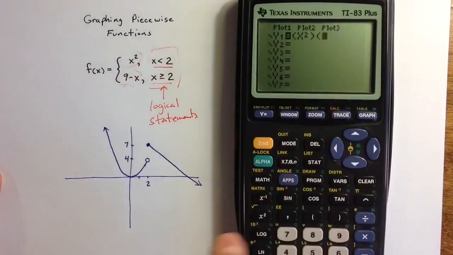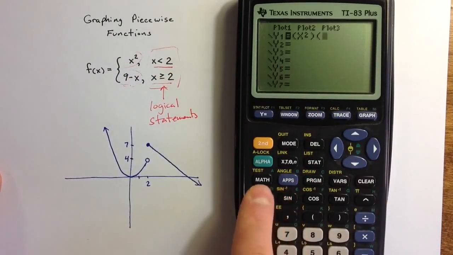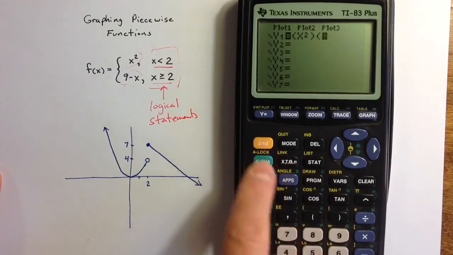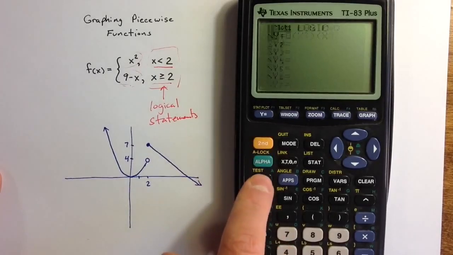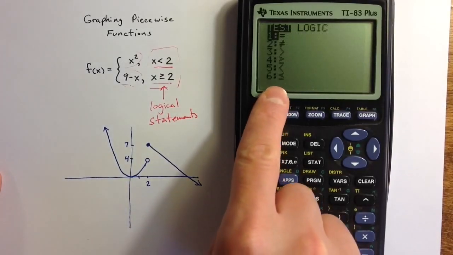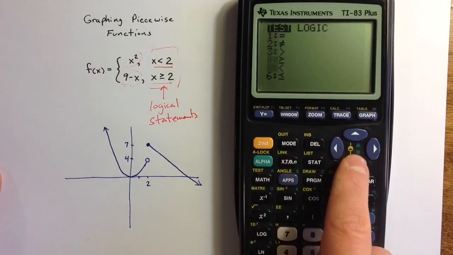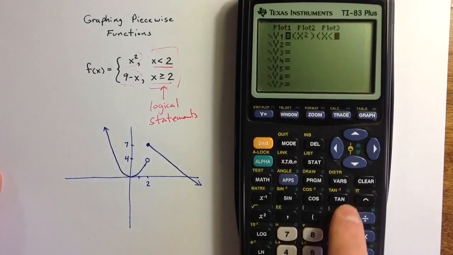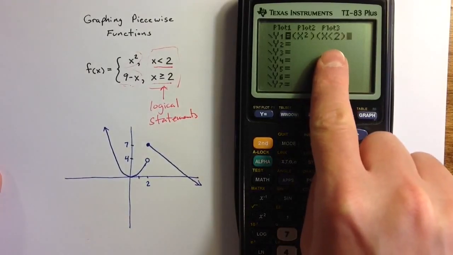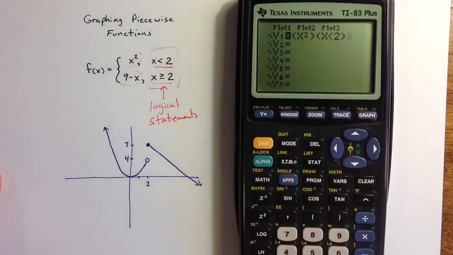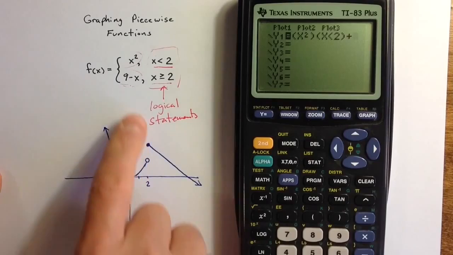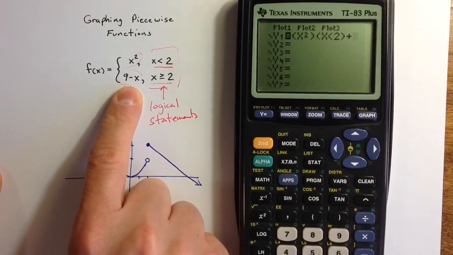I'm going to open up a second set of parentheses and go to the test menu. Oh, sorry, actually first let me enter x, our variable, and then I'll go to the test menu to enter the logical test less than, which is option 5, and so we can enter that logical expression x is less than 2. So this will evaluate to equal 1 if the statement is true and 0 if the statement is false. And so we can add the second piece.